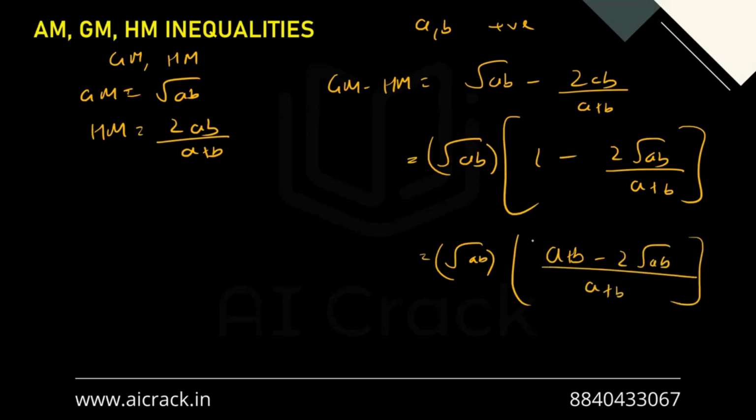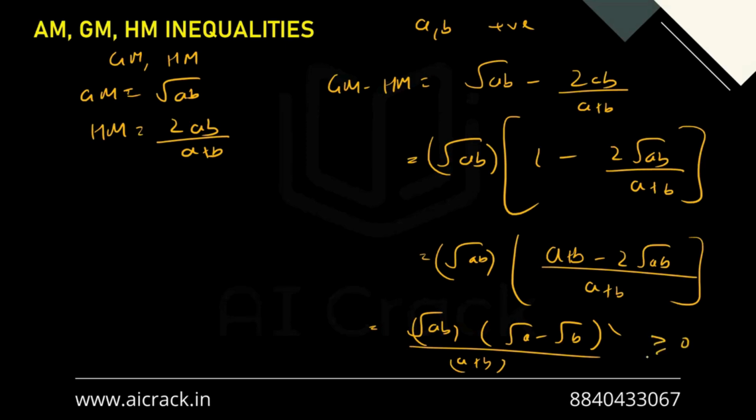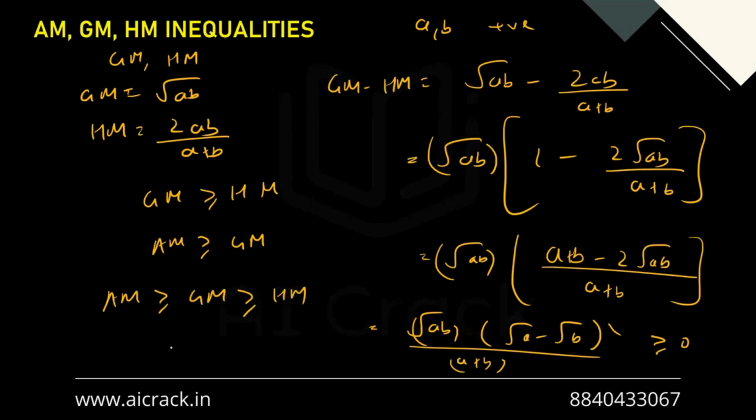I can see that this again becomes (root a minus root b) whole square, right? We know that root ab is positive, a plus b is positive, and (root a minus root b) squared is either positive or 0. So again over here we have got this inequality, GM is bigger than or equal to HM, right? We also know that AM is bigger than or equal to GM. So what we can conclude, AM is bigger than or equal to GM is bigger than or equal to HM, and equality holds for a equals b. When we have a equals b, these three actually all are equal.